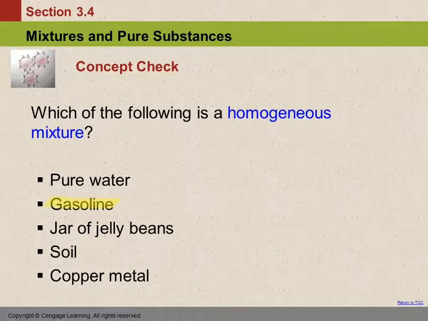A jar of jelly beans. Homogeneous mixture? No. There's different colors of jelly beans, right? And inside the jar, there's going to be some spaces between the jelly beans, and that's not going to be homogeneous.